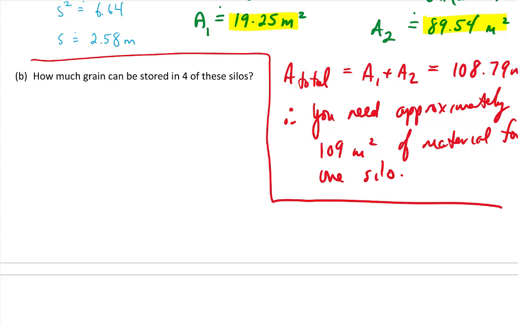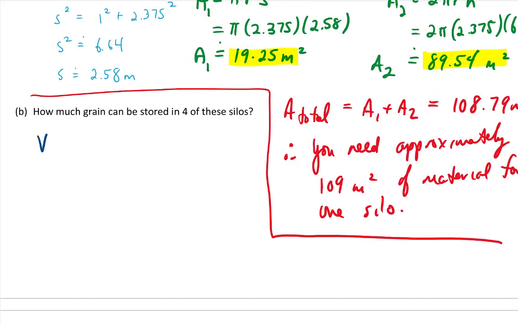The one was the amount of metal around it. This is now how much can be put into it, so we're looking for volume in this question. So now we want the volume that 4 of these silos can hold. Let's find the volume of each space.